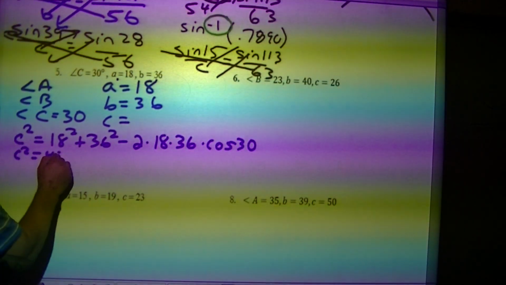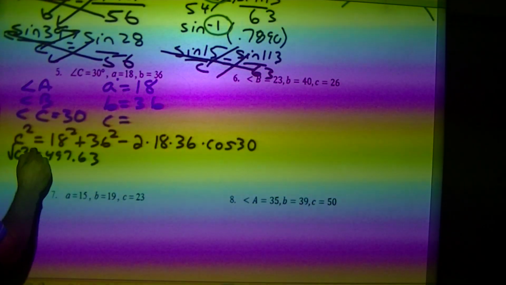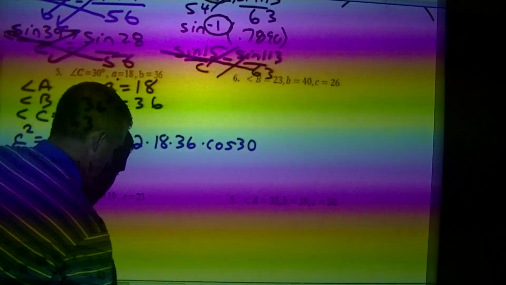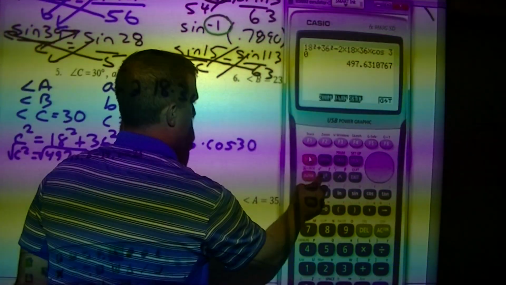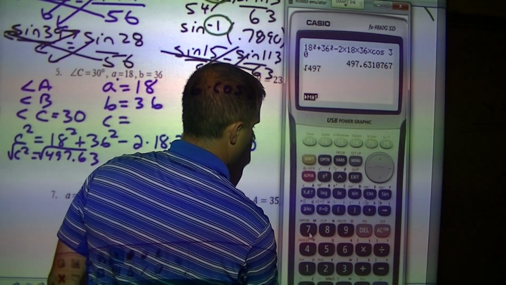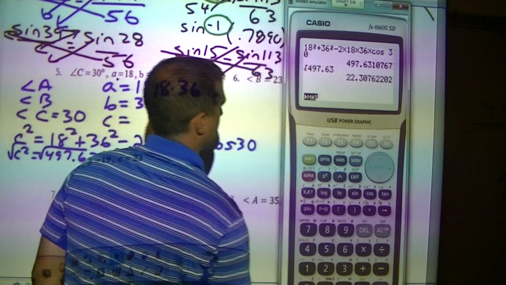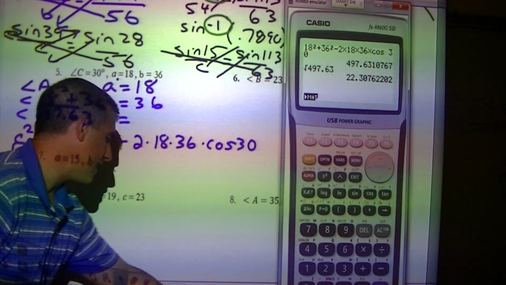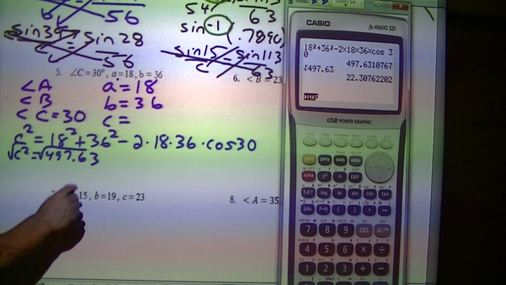497.63. So I'm going to take the square root of that. Just use a couple decimals, don't round. Use a couple decimals. You can round at this point. That's going to be 22 for my answer.